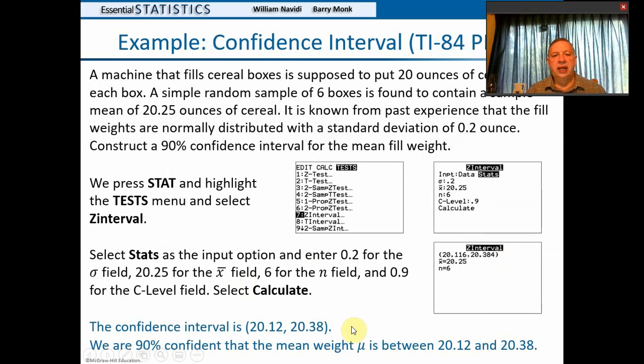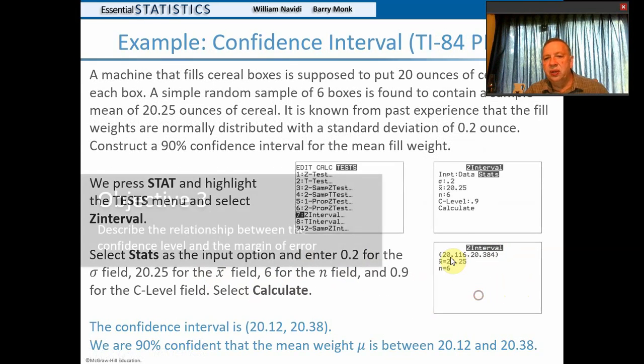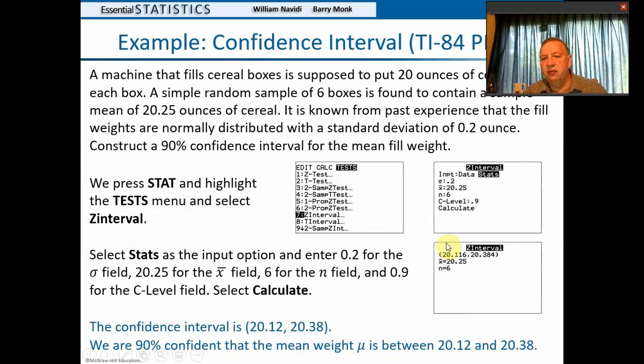So if we did that, we get our value, and then this gives us the Z interval directly, 20.116 to 20.384. So this is an open interval. It almost looks like a coordinate if you're used to graphing coordinates, but it's not. It's saying here's the interval between 20.116 and 20.384. That's the confidence interval.